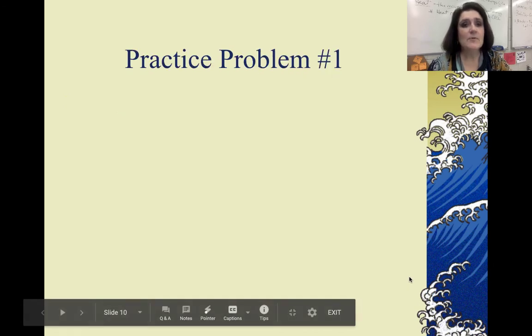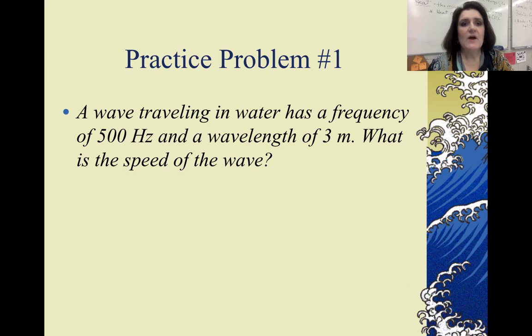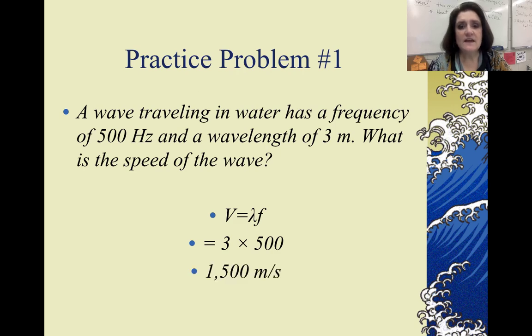So let's look at a couple practice problems. A wave traveling in water has a frequency of 500 hertz and a wavelength of 3 meters. What is the speed of the wave? Well, velocity is wavelength times frequency. 3 times 500 should be 1,500 meters per second.